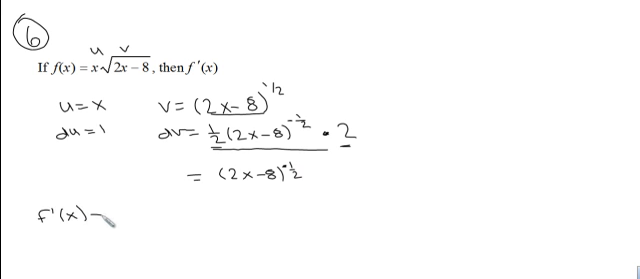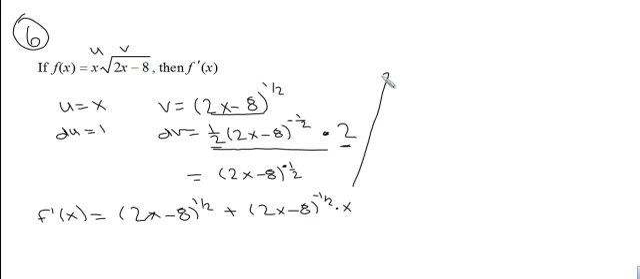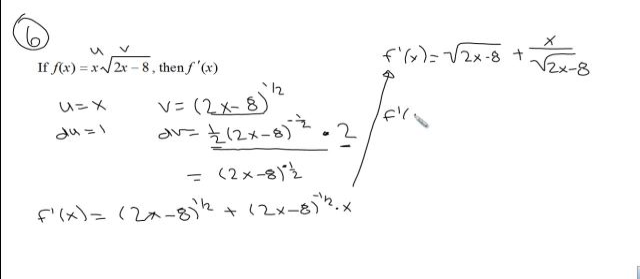Okay, so my derivative is the derivative of u times v plus the derivative of v times u. Okay, so I can rewrite this as the square root of 2x minus 8 plus x over the square root of 2x minus 8. I can simplify this by finding common denominators. My common denominator is the square root of 2x minus 8.